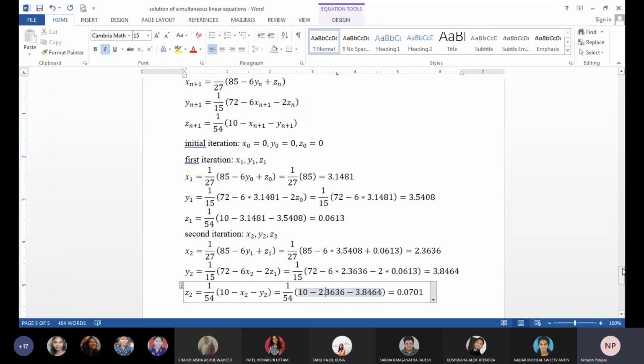Okay, sir. So the values are... what is the answer? 0.0702. This is the answer you are getting for your z2. Yes, sir. Okay.